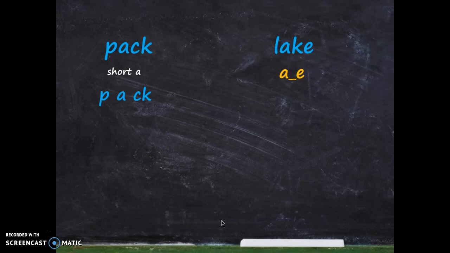Let's go ahead and practice one more time with our words pack and lake. So we know that the word pack is a short A sound. We can segment it into p, a, k, pack. Then we can segment lake, since it's a long A sound, into l, a, k, lake, putting all of those sounds together.